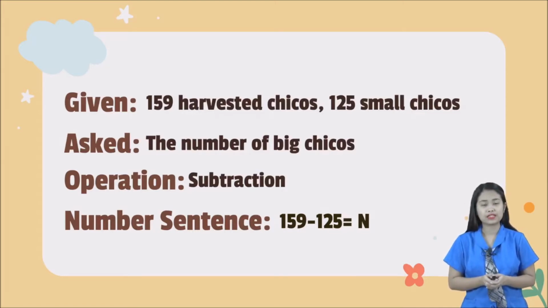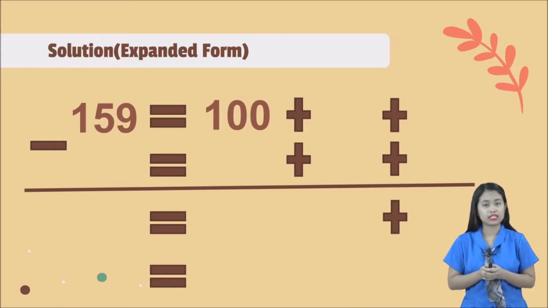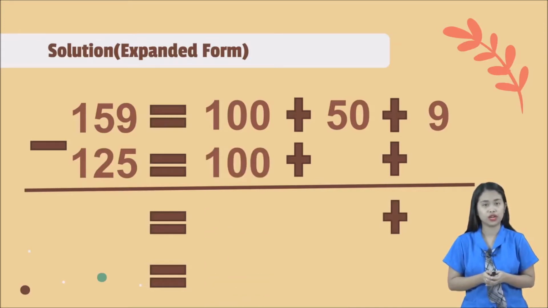Now, let us find the answer by this solution. So we have 159 and let us do it in expanded form first. So 159 has 100, and 50 as tens, and 9 in ones. While in 125, we have 100 for hundreds, we have 20 for tens, and we have 5 for ones. So now let us subtract them.